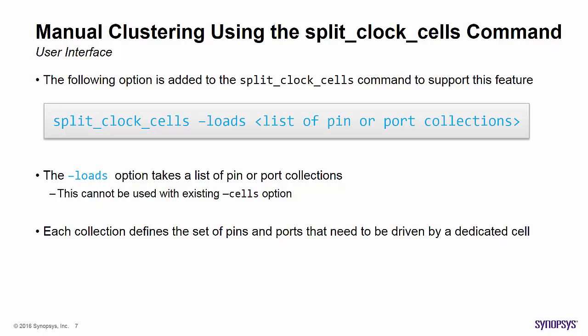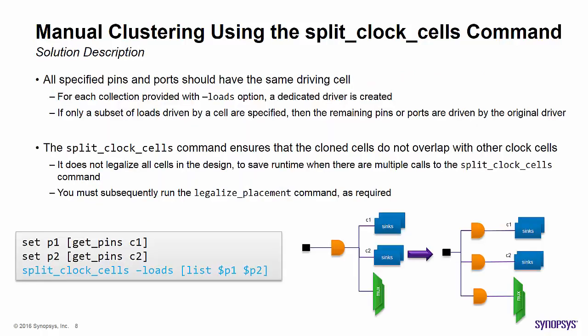To facilitate this, the dash loads option has been added to the split clock cells command. Dash loads takes a list of pin or port collections and cannot be used with the existing dash cells option. Each collection defines the set of pins and ports that need to be driven by a dedicated cell. All the pins or ports specified with dash loads must have the same driver. The command will then create a clone of the original driver for each collection specified with dash loads.